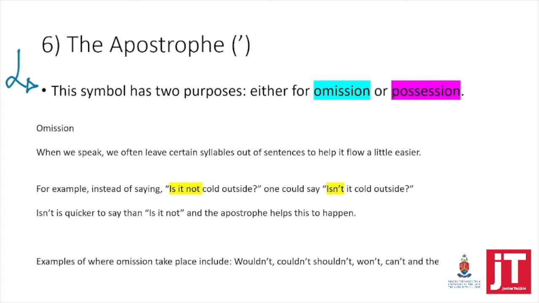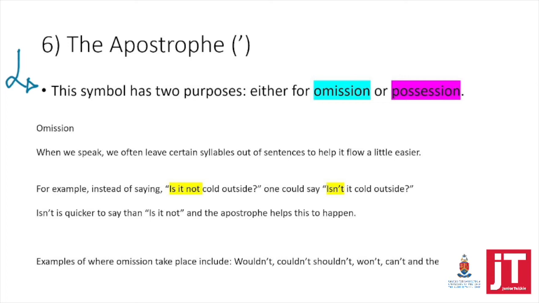Let us have a look at what omission means. Right. When we speak, we often leave certain syllables out of sentences to help it flow a little easier. We are all humans. When we start talking quickly, sorry, I keep on expressing with my hand and my pencil keeps on hitting my microphone. That must be extremely loud for you.